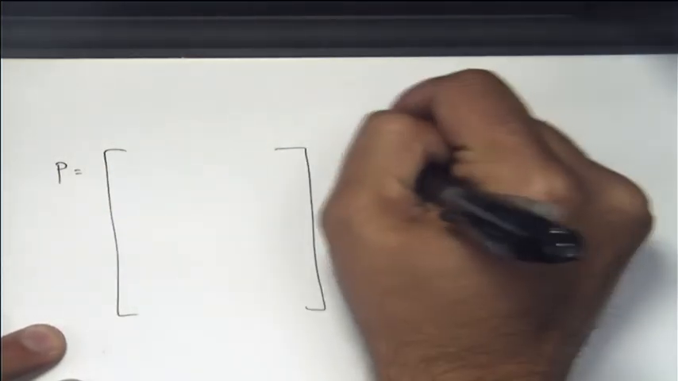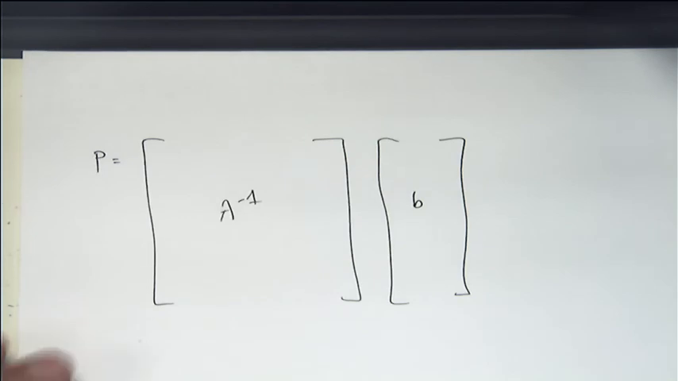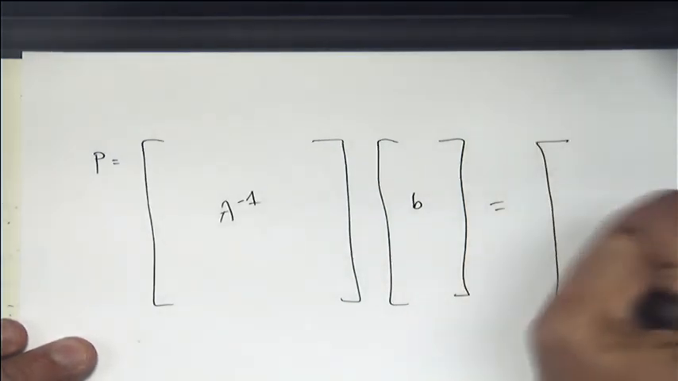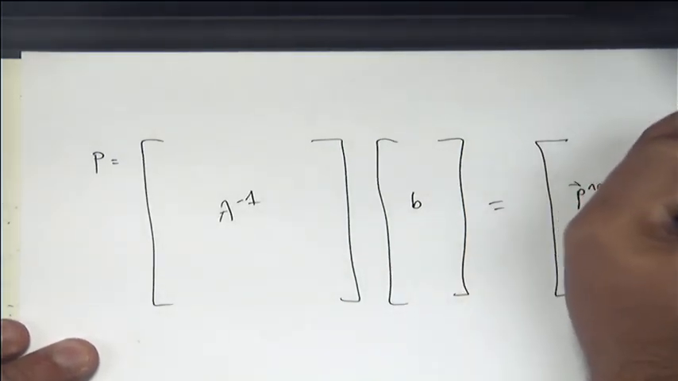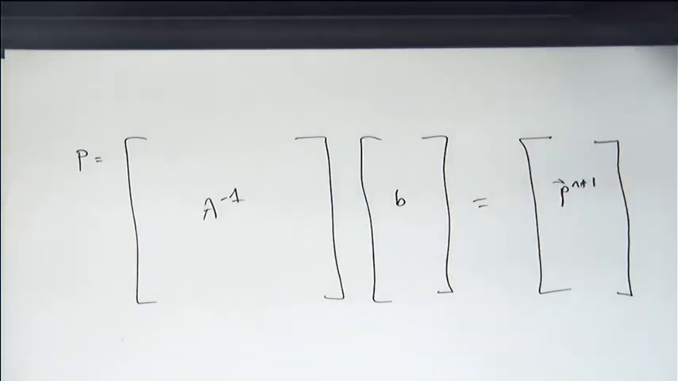Now recall that when we normally do this, P is going to be A inverse, and that's a square matrix. So this is A inverse. This is B, which is a column vector. And then this would give us P new, Pn plus 1, which is a row vector. There's a couple of tricky things. We're going to use the mmult command.